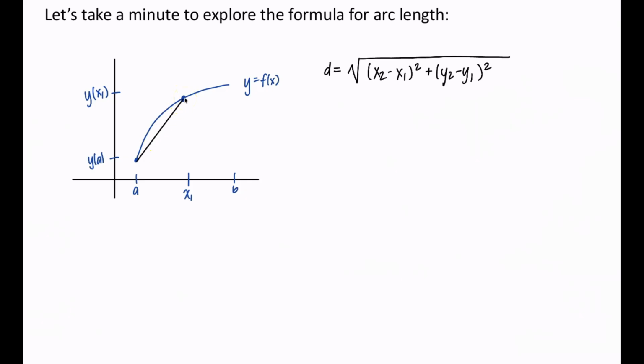And what we could also do is create another straight line distance between x1 and b. So we can go ahead and say that we are interested in finding the straight line distance here that goes from x1, y of x1 to, let's see, this one here is going to be y of b.